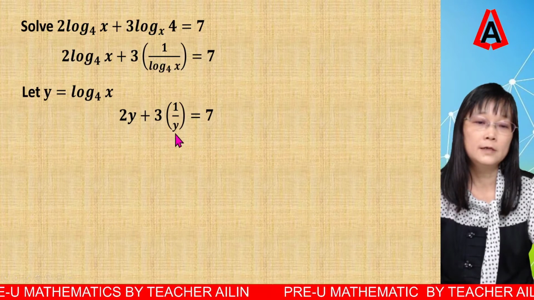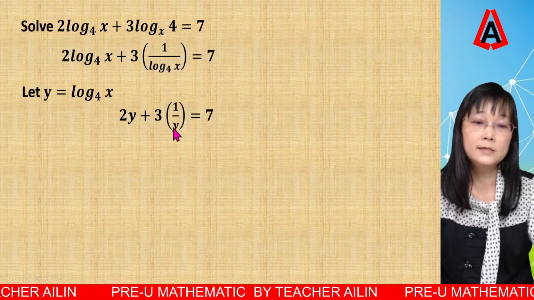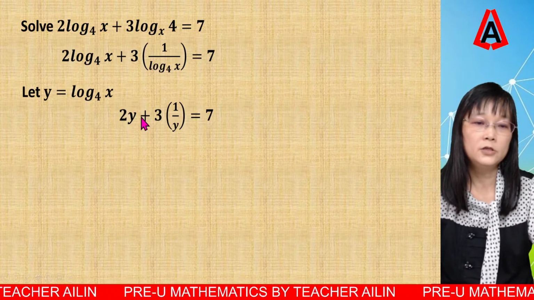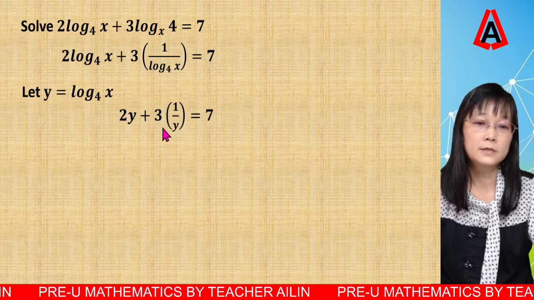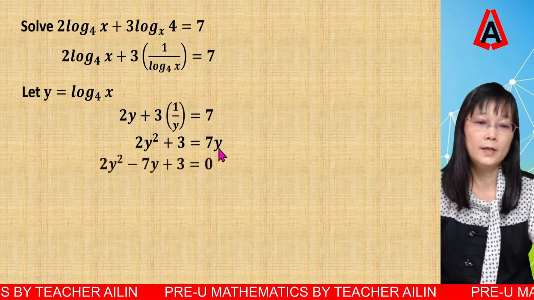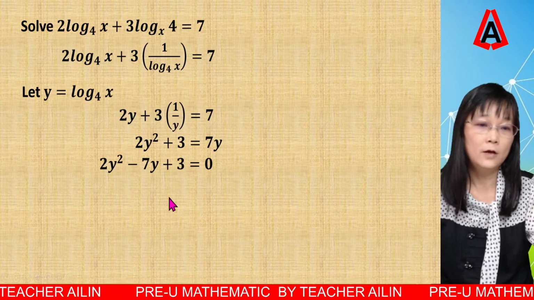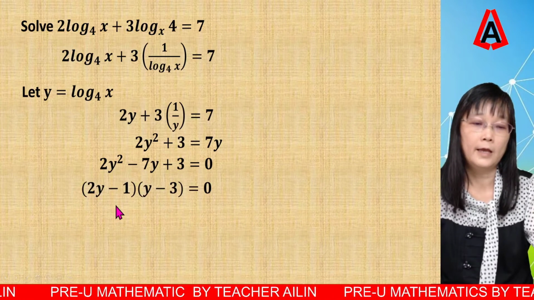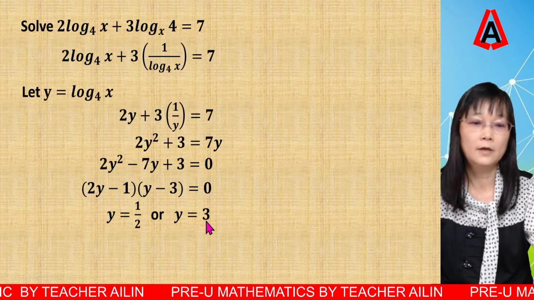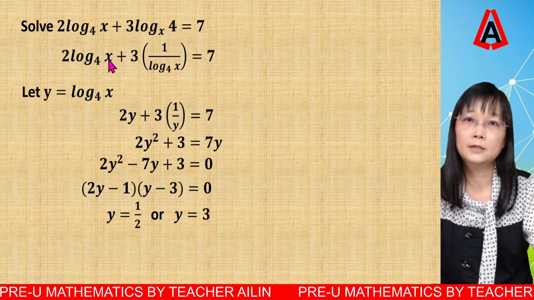Now, since there is a fraction here, I'm going to cancel off the denominator y. So I multiply each term with y, and when I multiply each term with y, now I get this one. When I rearrange the equation, that is a quadratic equation. Now I factorize the quadratic, and I find that the value of y is 1/2 and y is 3. But this is not the final answer because the answer should be in terms of x.